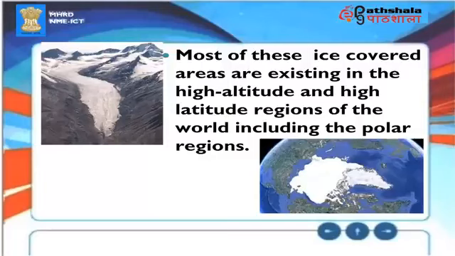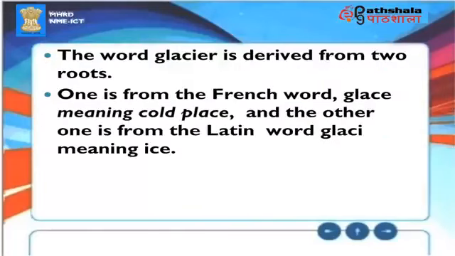polar regions. The word glacier is derived from two roots. One is from the French word glace, meaning cold place, and the other one is from the Latin word glaciae, meaning ice.